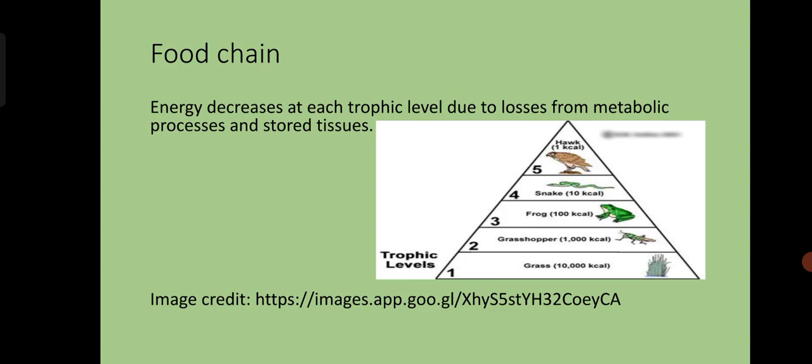survival. However, real world food webs are often more complex with multiple interlinked food chains and multiple feeding relationships between organisms. Friends, I want you to note down this point that energy decreases at each trophic level due to losses from metabolic processes and energy is stored in tissues that are not consumed. So this means that higher level consumers require larger populations of lower level consumers to sustain themselves, which influences population sizes and community structure in an ecosystem.